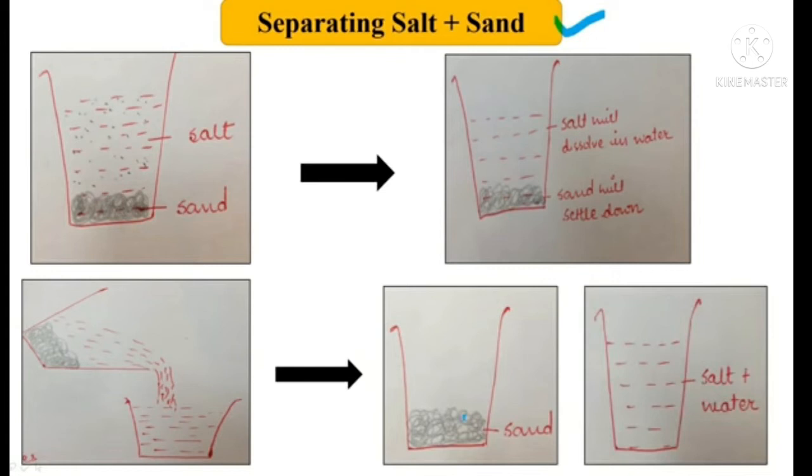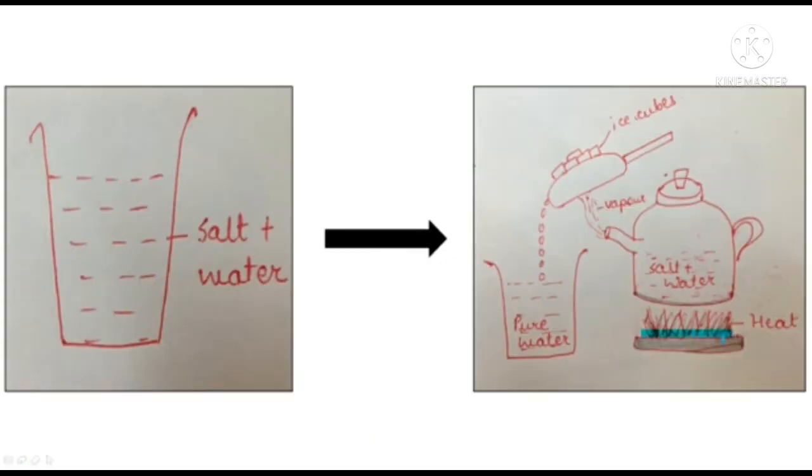First, we will follow the method of sedimentation and decantation, in which the sand will settle down and the salt water will be decanted into another beaker. Or we can directly follow the method of filtration, in which the sand will remain on the filter paper and the salt solution will pass through the filter into another container. This is how we get the salt solution and sand separated.